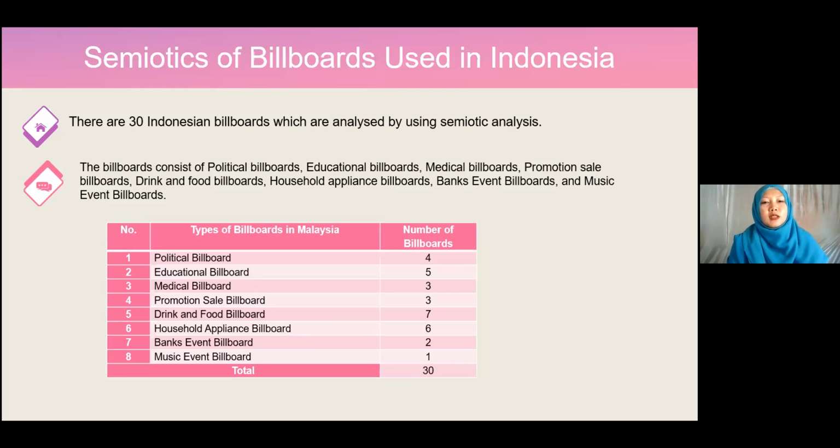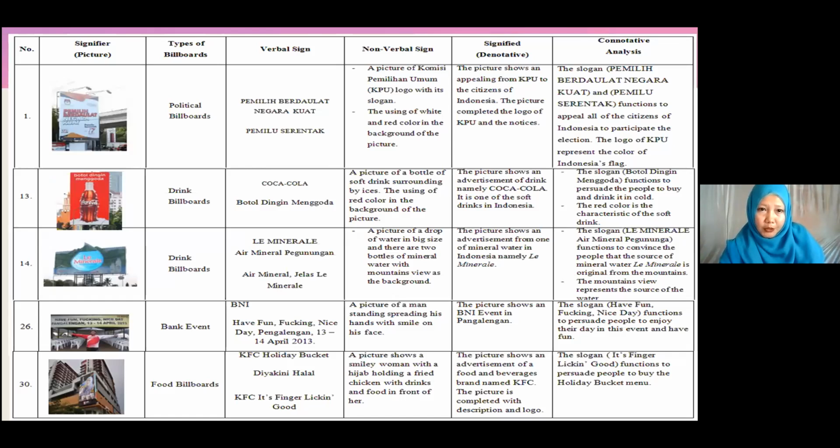From the data, we can find that for political billboards in Indonesia there are 4 billboards, educational billboards there are 5, medical billboards there are 3, promotion sale billboards there are 3, drink and food billboards there are 7, household appliance billboards there are 6, bank event billboards there are 2, and only 1 music event billboard. Okay, this is a sample of a semantic analysis of a billboard in Indonesia. We find the verbal sign, then the non-verbal sign, and then we give the signified and signifier, or denotative and connotative analysis.